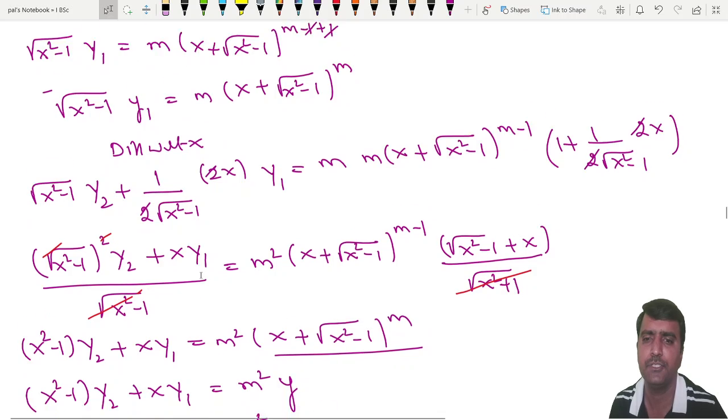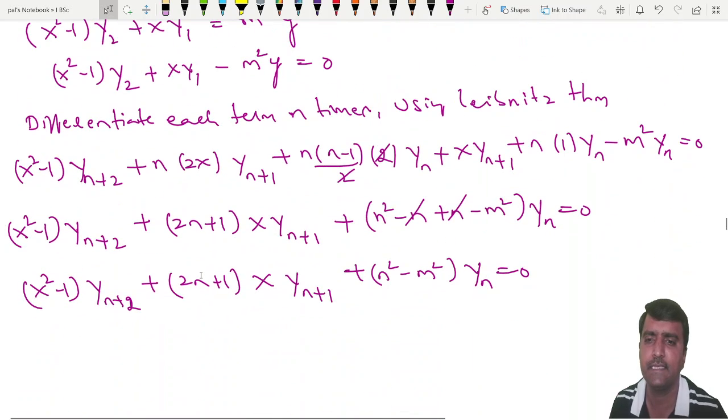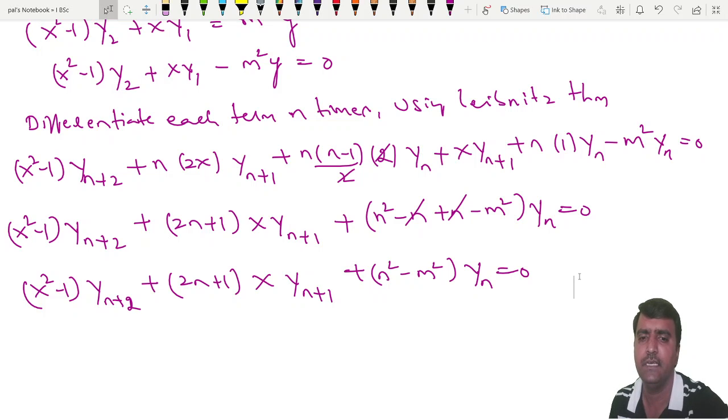So I want to stop this session now. Next class I will discuss some more interesting problems on this nth differentiation. Okay, in one or two sessions I'll try to complete this.